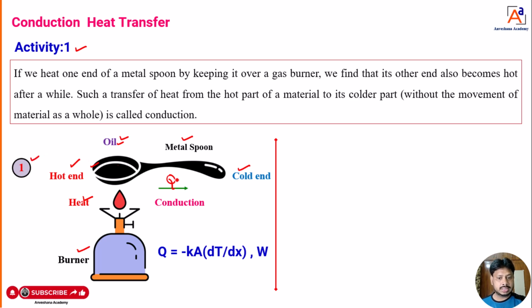Here I have written Q. How much heat is transferred in that metal spoon? I can calculate that with the help of an equation. That equation is Q equals minus K into dT by dx. This equation is given by the great scientist Fourier. This is one activity we can see in our day-to-day life, dear students.